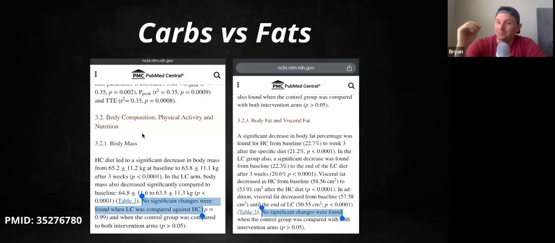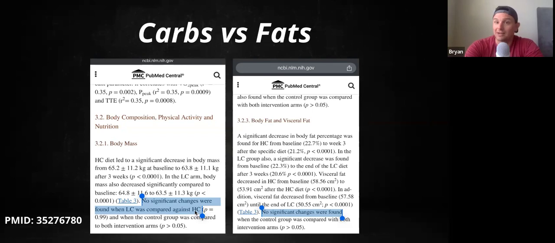Okay. Here's another study. So when it comes to high carb versus low carb, high fat versus low fat, they've literally done studies where they compare the two and they're like, what's the difference? Is there any benefit? Is there any detriment? What is the deal? And they found that when it comes to body mass or your weight, no significant changes were found when low carb was compared against high carb.